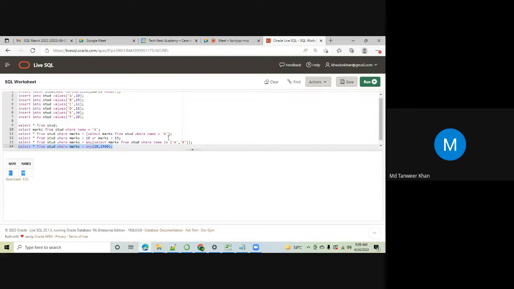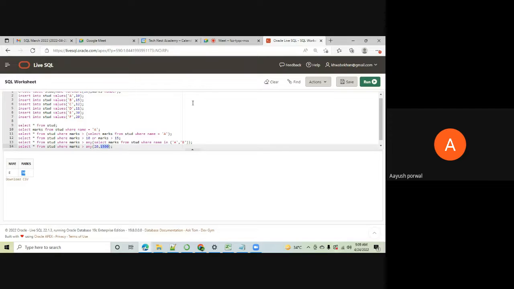That's correct. But here I am telling I want greater than, and I have mentioned 1500 as well. But 30 is not greater than 1500, because we don't have any data greater than 1500. That's correct, I agree. But here I have mentioned I want greater than 1500, and yet 30 is coming in the output.